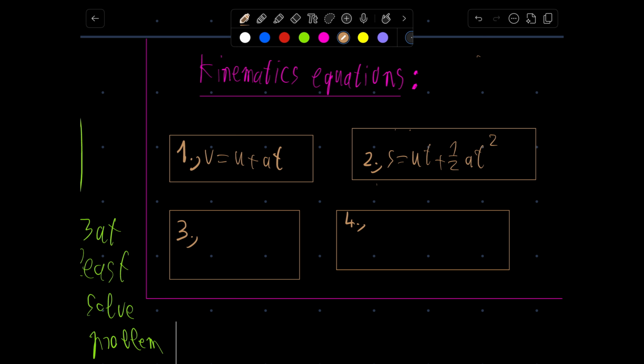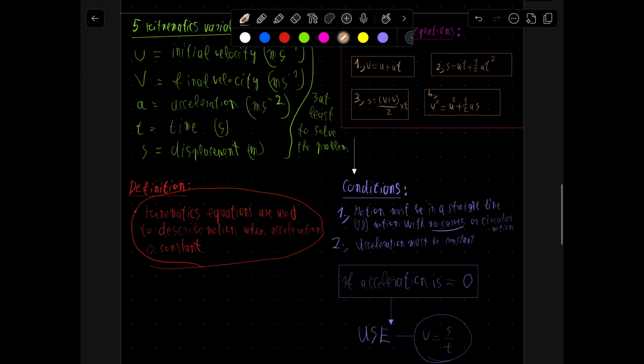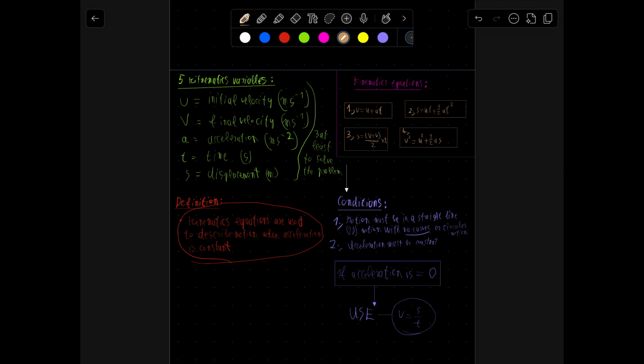And then we have s equals (u plus v) divided by 2, times t. This calculates displacement using the average of initial and final velocity multiplied by time. And then lastly, we have v squared equals u squared plus 2 times acceleration times displacement, which connects velocities, acceleration, and displacement. It doesn't need time. All right, now you're ready to solve problems, but that's going to be in the next video. Thank you for watching.